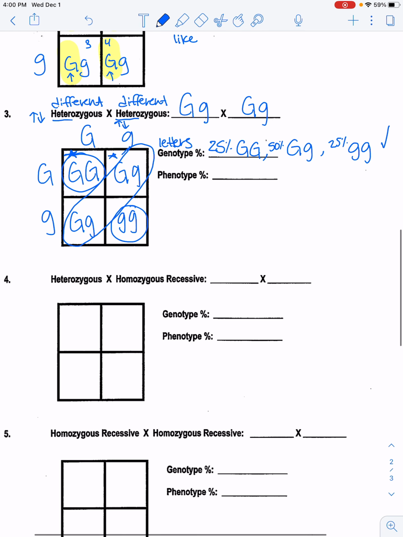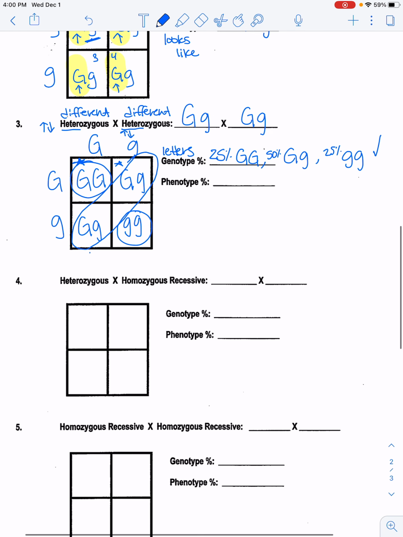I also just want to point out real quick that I wrote this as big G, little g. You do not do little g, big G. That's not the correct convention, because the capital letter goes first as it is dominant, okay? If you accidentally wrote it like this, just flip it, because this is the correct way to write a heterozygous individual. But the genotype for this question is done.